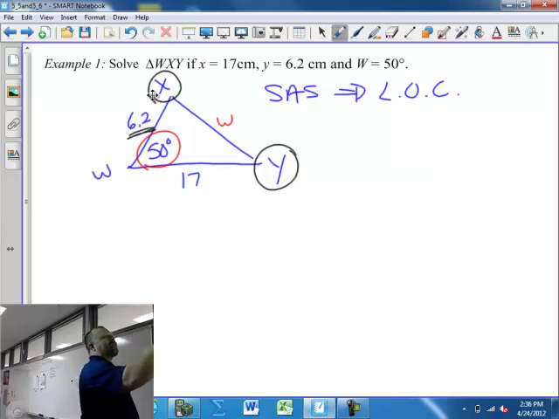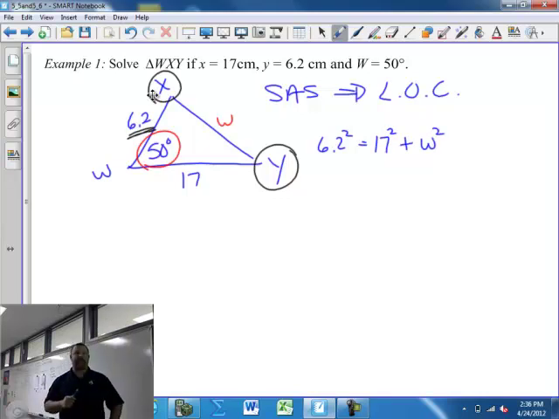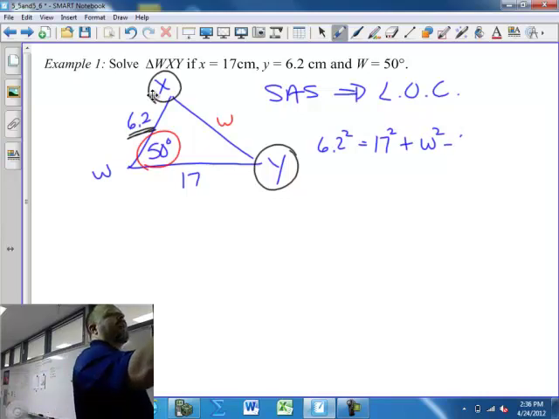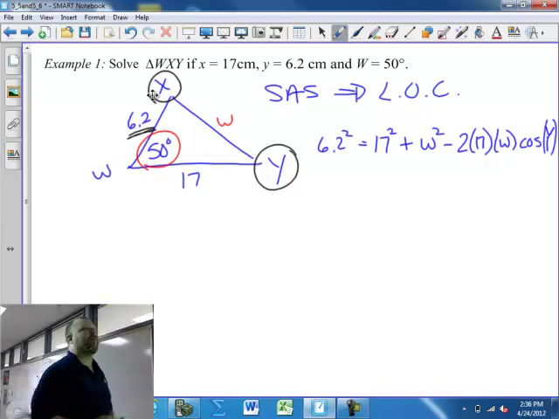So we have 6.2 squared equals the other two sides, which was 17 squared plus W squared. We know that because it's saved. It's really that 13 point whatever it was, 854, minus 2 times 17 times W, because we're just going to type W into our calculator, times cosine of Y, which we don't know, which we're trying to solve for.